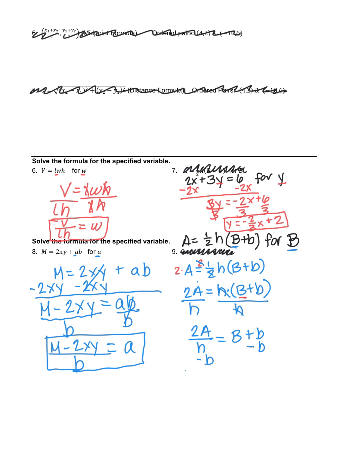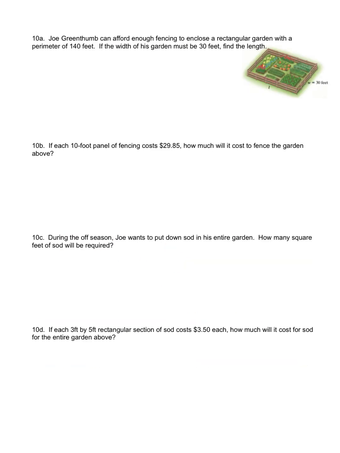So now we combine these down here to a over h minus b equals, those cancel out, capital B. So we're going to be solving these problems right here using area and perimeter.